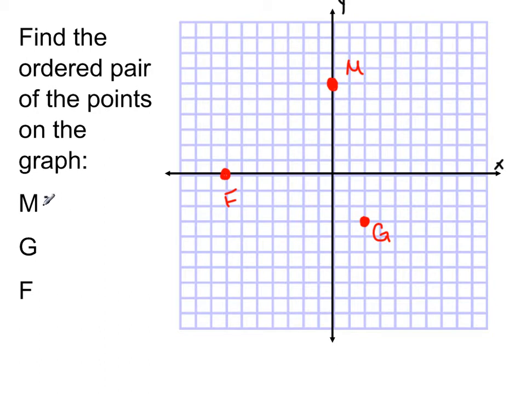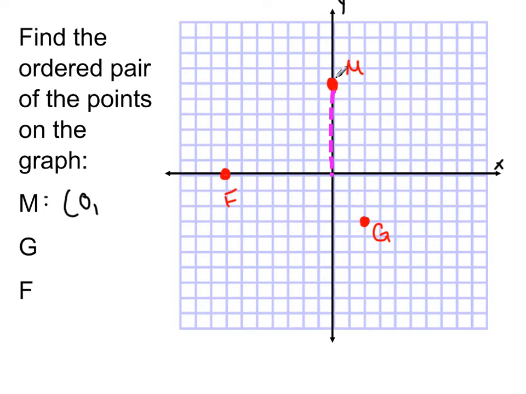We'll start with M. So, look at M. It's a little bit tricky. So X is always first. What I'm going to do is draw a dashed line down. So I'm looking at it, what is the X value at this point? Well, it's 0. So my ordered pair, I start with X, is 0. I know it seems funky, but that's the X value there.